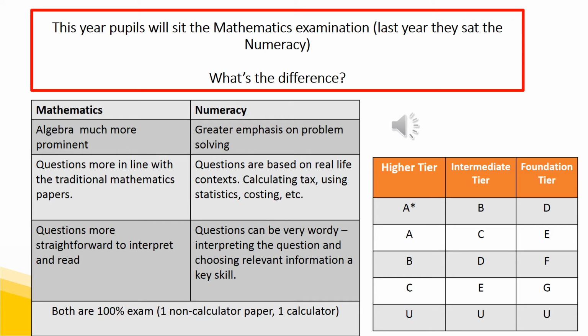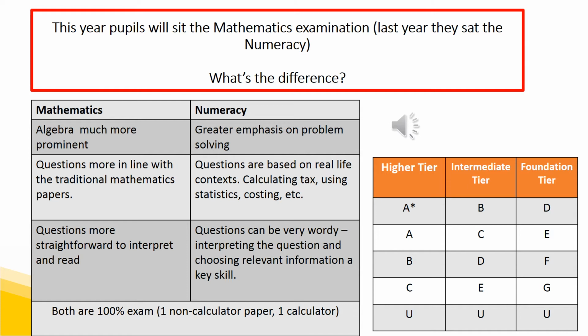As I mentioned in the previous slide, students have already received a grade for their Numeracy qualification, which allows us to prepare only for the Mathematics GCSE this year. I often get asked what is the difference between the two. In the mathematics, algebra is far more prominent. Questions are more in line with traditional maths papers, and they tend to be more straightforward to interpret and to read. For that reason, in my experience, students tend to prefer the mathematics paper as opposed to the Numeracy, where the questions can be quite wordy and difficult to answer.